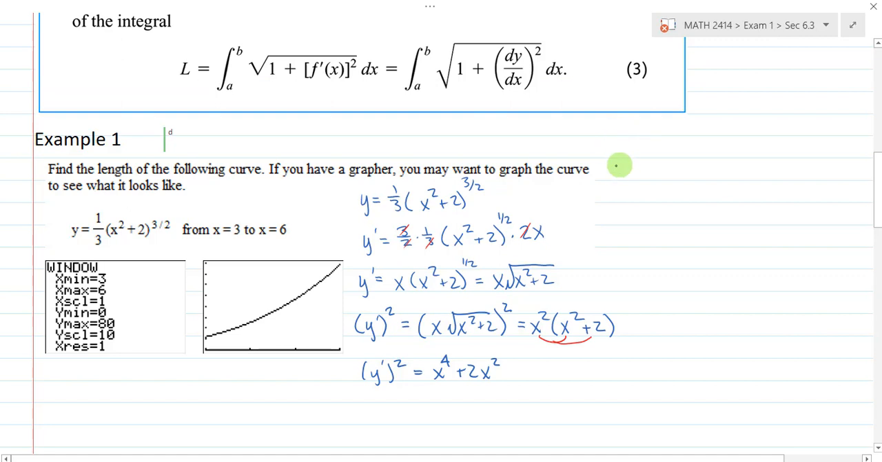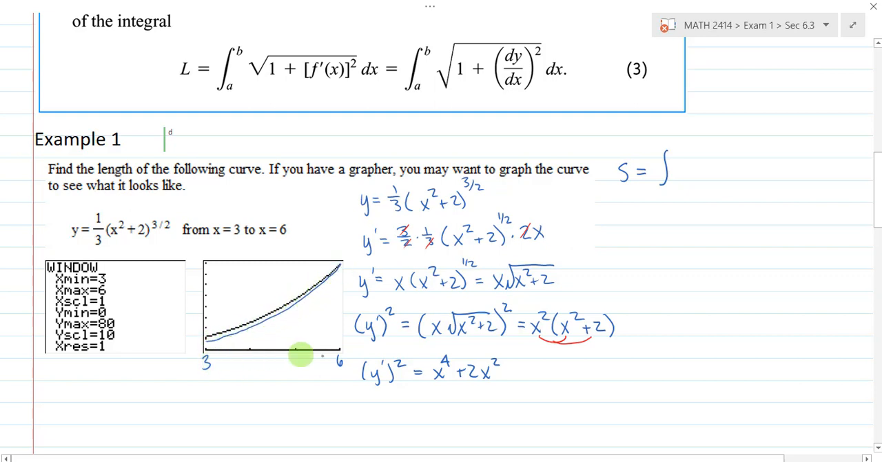So we're going to set up and say that the arc length is equal to the integral from where to where. The bounds on x tell you your bounds on your integral. So this curve is going from x equals 3 to x equals 6. This is the length of the curve that I'm trying to find right here.